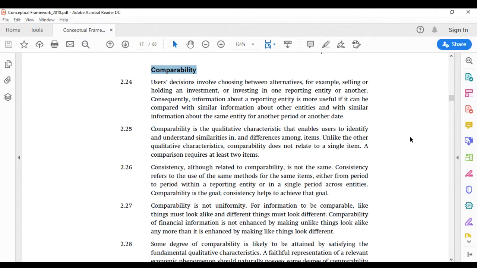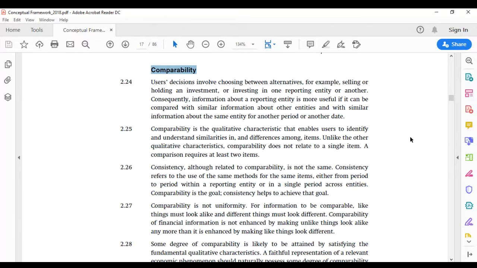So when it comes to comparability, there are actually 2 aspects that we need to look at. First of all, the comparability between different entities, company A and company B. So we must be able to compare the financial statements, and remember that includes the results of the operations, it includes the financial position, it includes the cash flows, amongst other things, right?